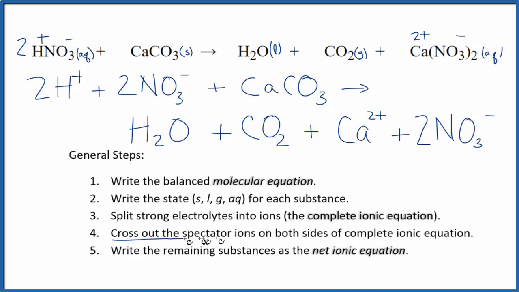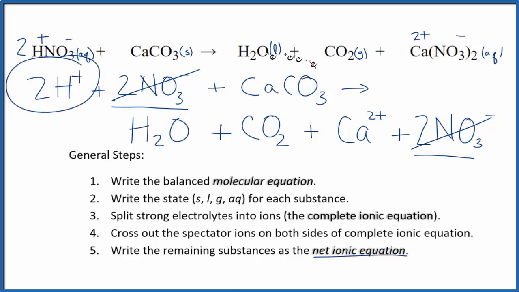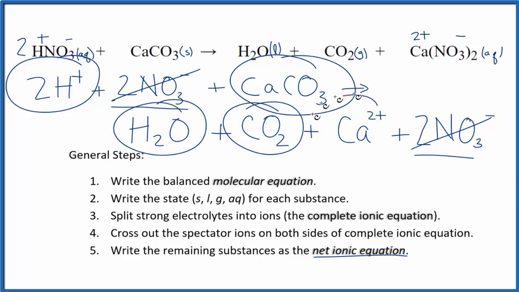Now we can cross out spectator ions. These ions appear on both sides of our complete ionic equation. In effect, they haven't changed, so we're not interested in them. I can see I have 2 nitrate ions here in the reactants. Then in the products, I have 2 as well. I can just cross those out. They haven't changed. Everything else, though, is unique. So this gives us our net ionic equation. We have our 2 hydrogen ions, our solid calcium carbonate, water, carbon dioxide, this calcium ion. That's the net ionic equation.